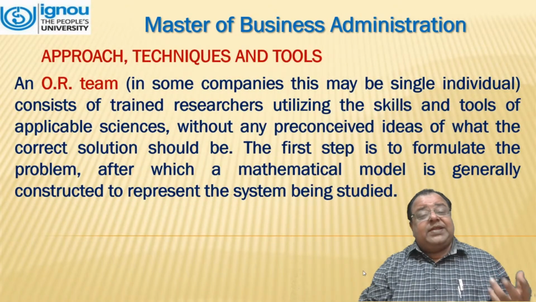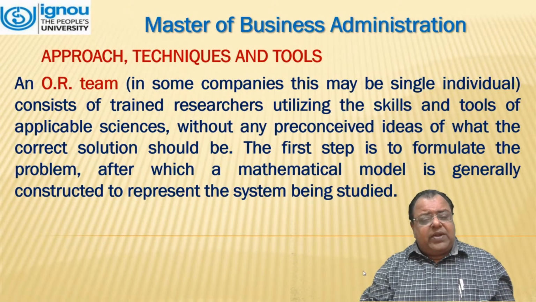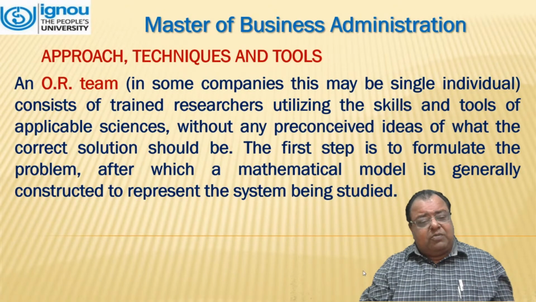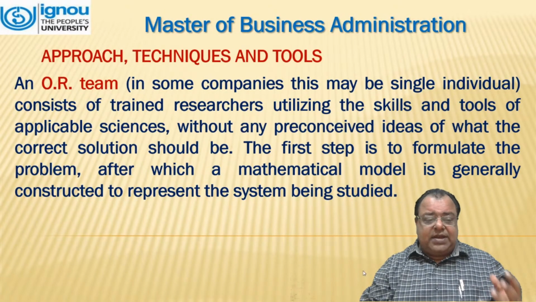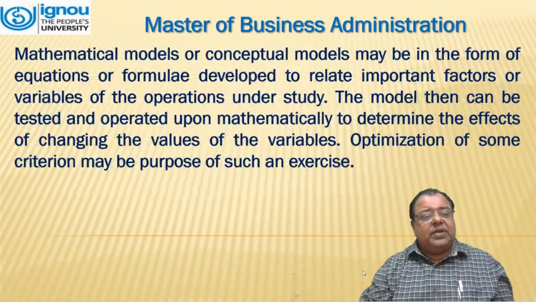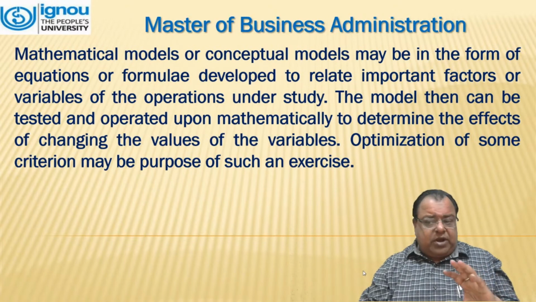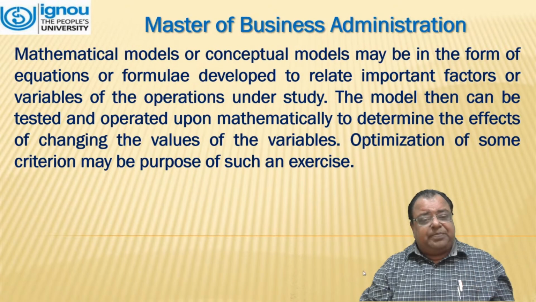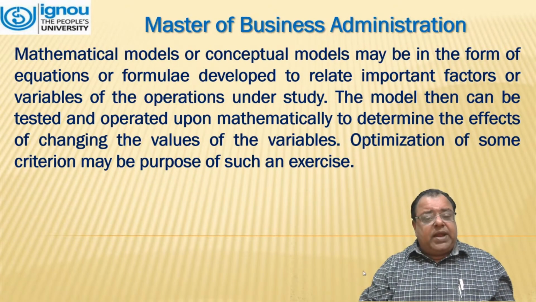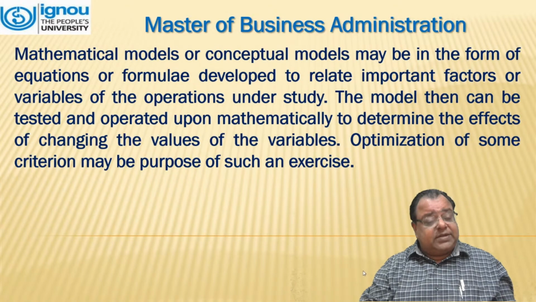What are the approaches, techniques, and tools which are used in operation research? An OR team, which in some companies may be a single individual, consists of trained researchers utilizing the skills and tools of applicable science without any preconceived idea of what the correct solution should be. The first step is to formulate the problem, after which a mathematical model is generally constructed to represent the system being studied. A mathematical or conceptual model may be in the form of an equation or formula developed to relate important factors or variables of the operations under study. The model can then be tested and operated upon mathematically to determine the effects of changing the values of the variables. Optimization of some criteria may be the purpose of such an exercise.